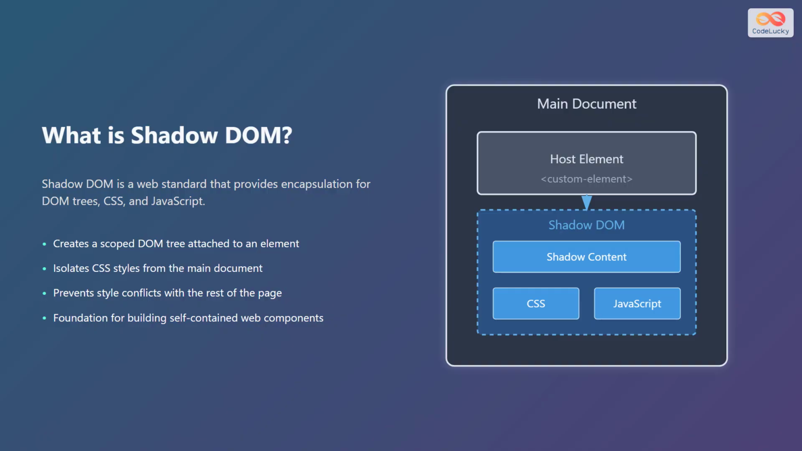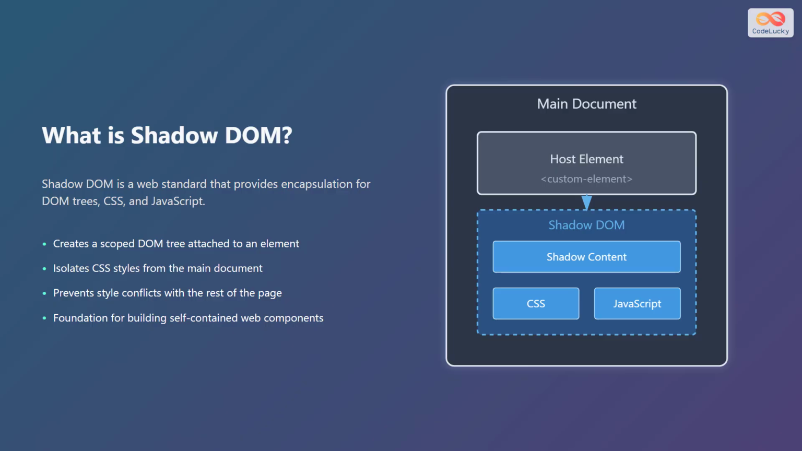Shadow document object model is a web standard that provides encapsulation for document object model trees, cascading style sheets, and JavaScript. It creates a scoped document object model tree attached to an element. It isolates cascading style sheet styles from the main document. This prevents style conflicts with the rest of the page. And it provides a foundation for building self-contained web components.